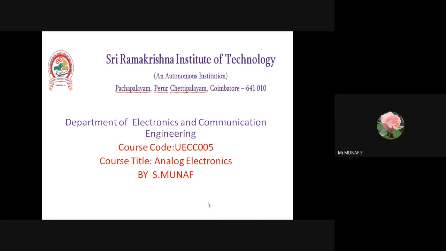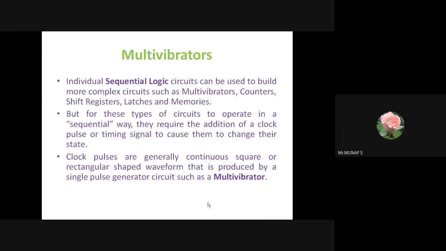Today in this course, we're going to discuss multivibrators from analog electronics. What is meant by a multivibrator? Multi-vibrate means two vibration levels. One is low, another one is high level. The variation from low to high is known as a state change.